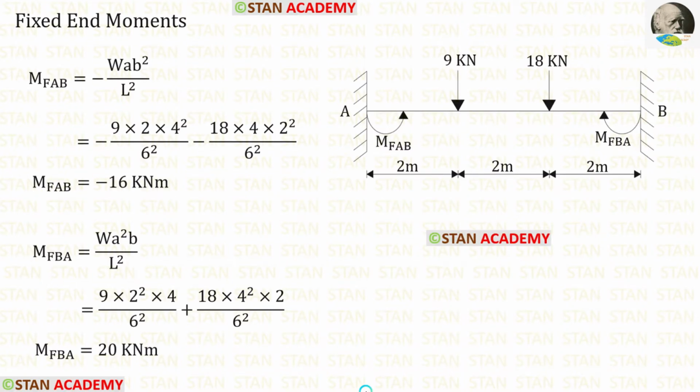Now let us find the fixed end moments. First, let us find them in the span AB. In the span AB, we have two eccentric point loads, 9 kilonewton and 18 kilonewton. The formulas to find the fixed end moments are minus WAB square upon L square and positive WA square B upon L square. Let us apply the values in the formulas. For this point load, A is 2, B is 4, and for this point load, A is 4 and B is 2. After the calculation, for MFAB, we are getting minus 16, and for MFBA, we are getting 20.